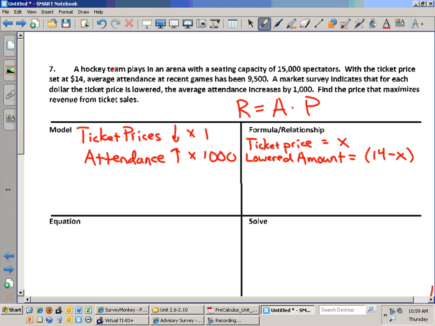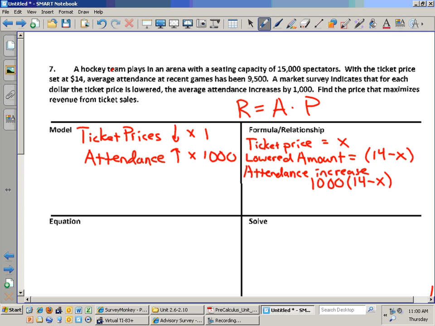Okay? We also need the attendance increase. How much does the attendance go up by? 1,000 times what? 14 minus X. Not the ticket price, but the number that we lowered it by.